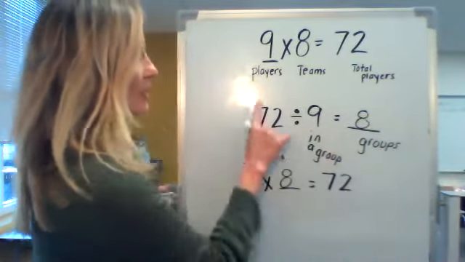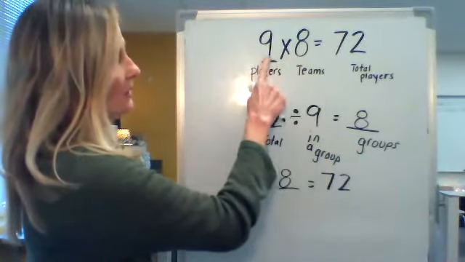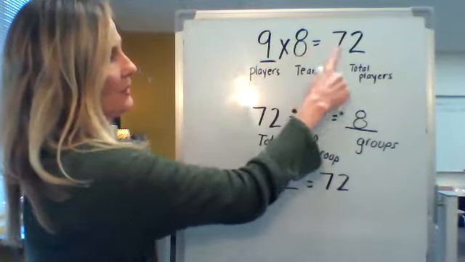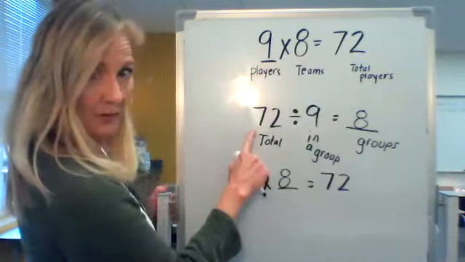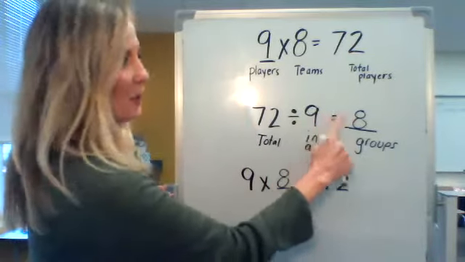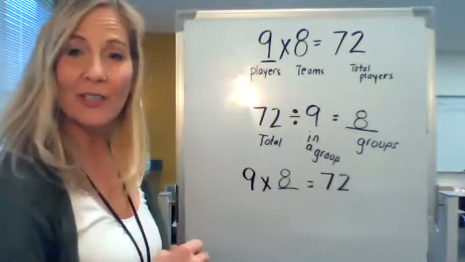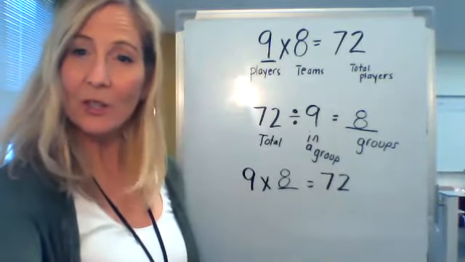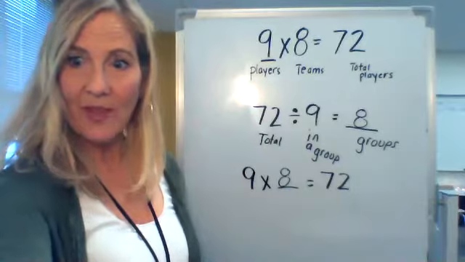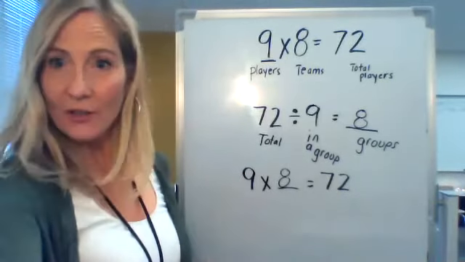Hopefully you're seeing the relationship between factors: in a group, groups, total. Total, in a group, groups. So you should see the relationship between division and multiplication. So create a multiplication equation that matches your division problem.